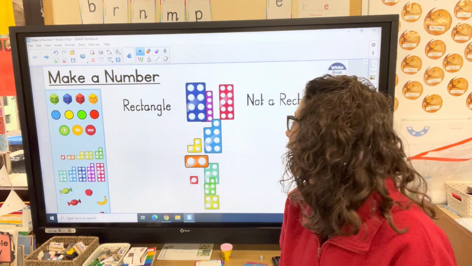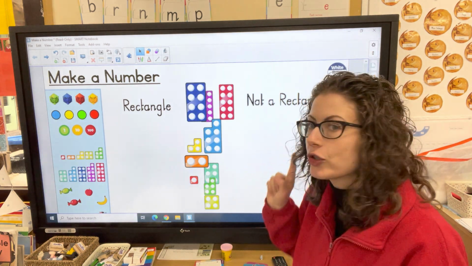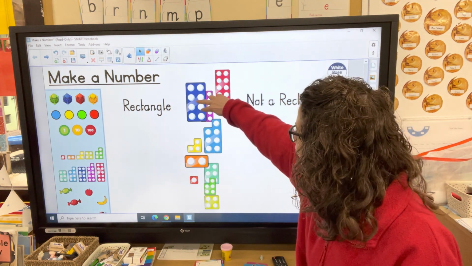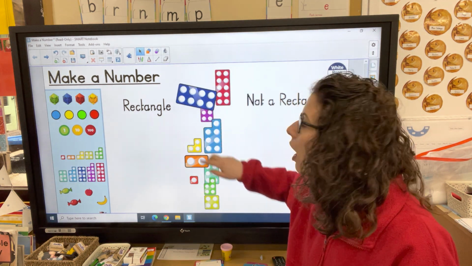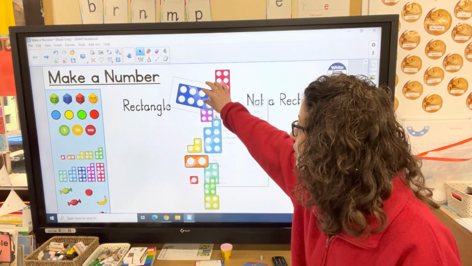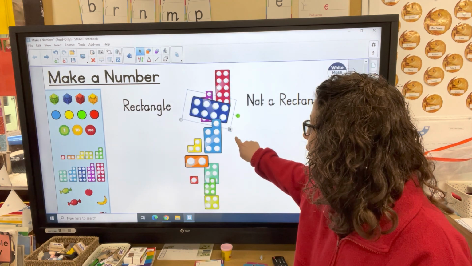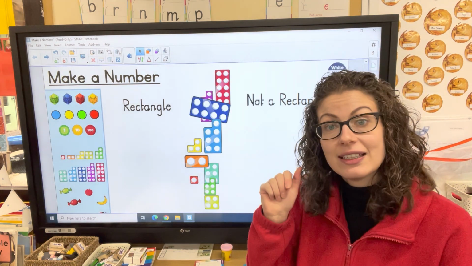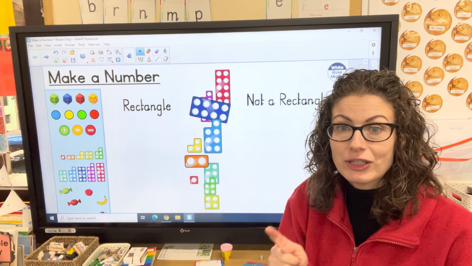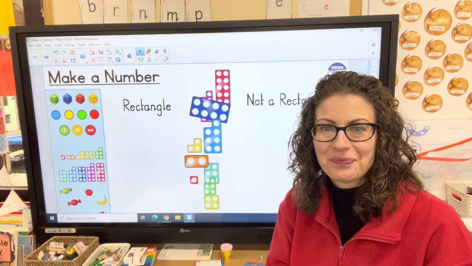So what I want you to do is sort these into 2 groups. Which Numicon are a rectangle and which are not a rectangle. So it doesn't matter which way I turn it round, the properties are still the same. They've still got 4 sides, still got 4 corners, 2 long, 2 short. So which are rectangle, which are not rectangle, off you go.